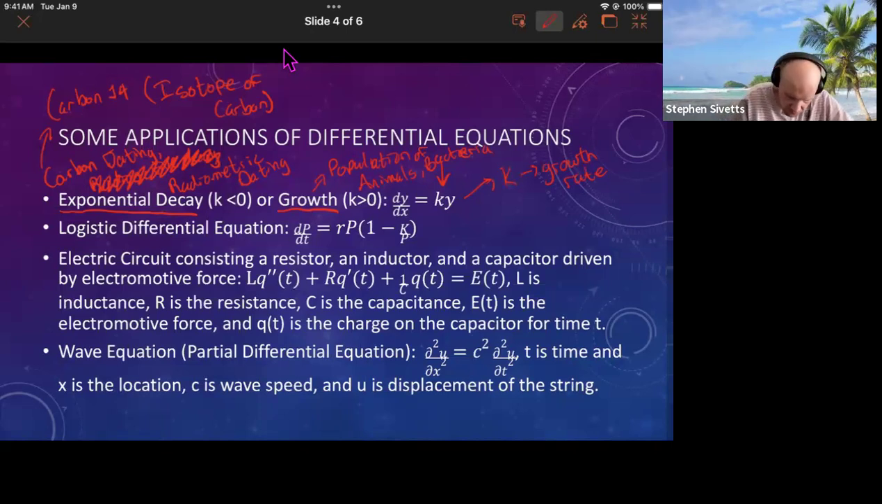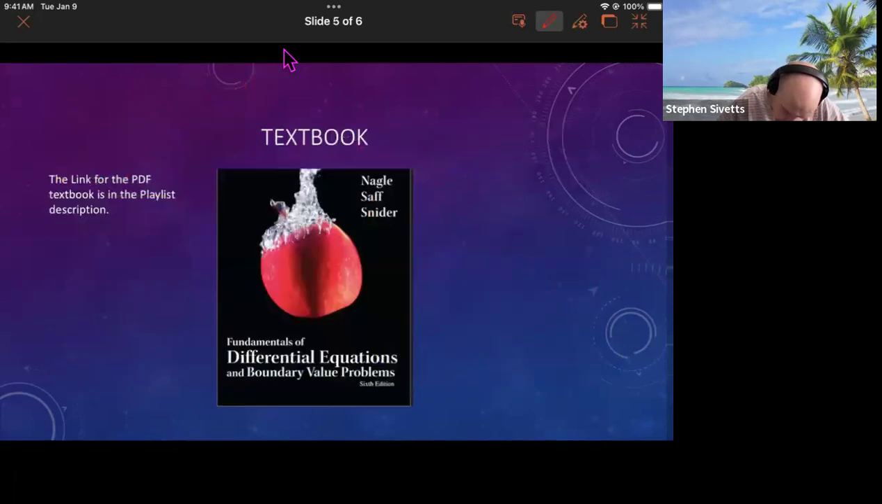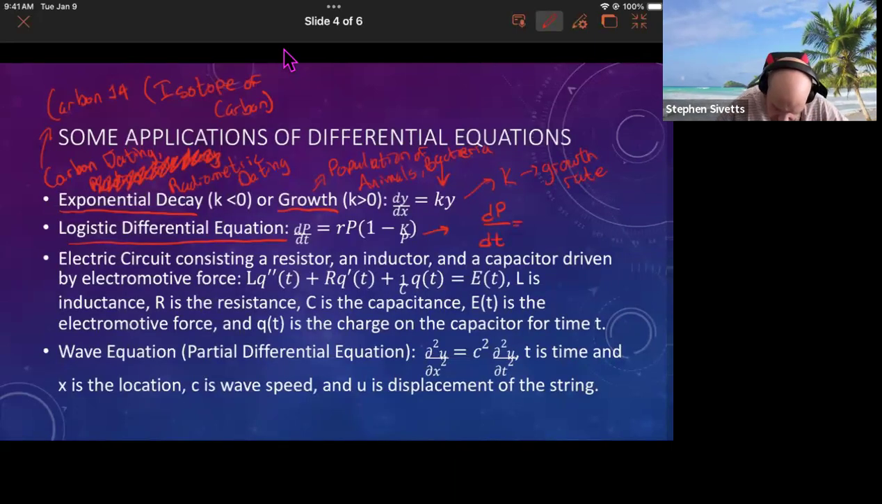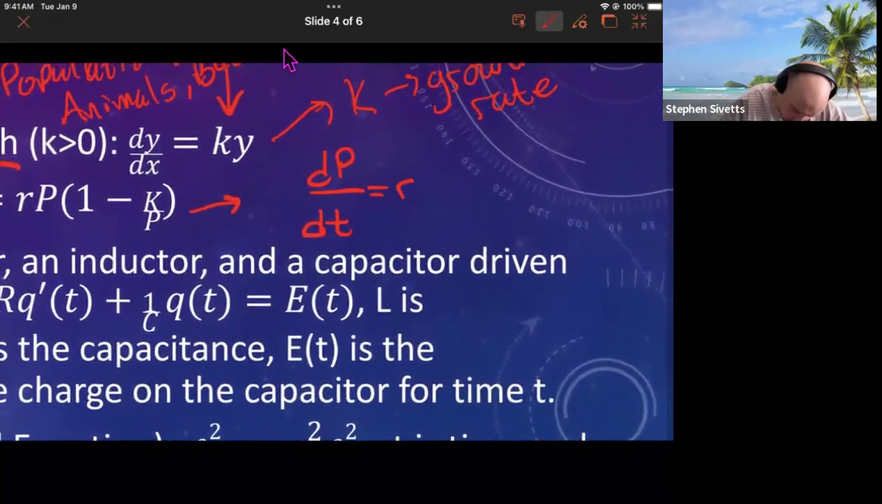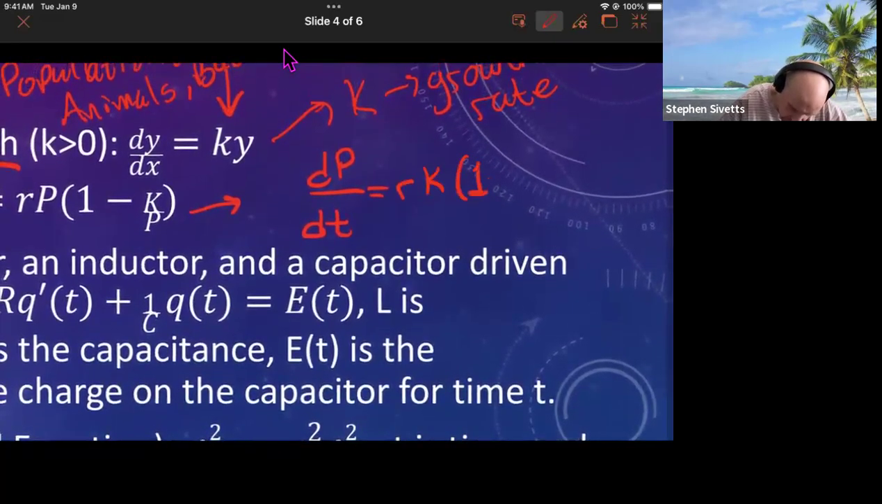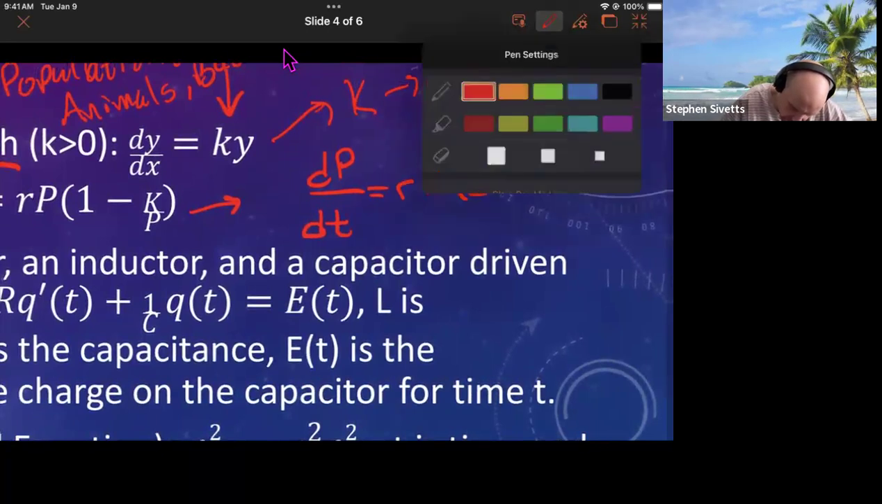One of my favorite differential equations we can look at is what's called the logistic differential equation. I know it's kind of wacky here, but it should look like this. So dP/dt equals, let me zoom in here, r times k times 1 minus, oh, shoot.